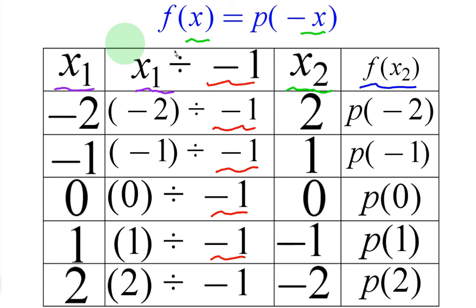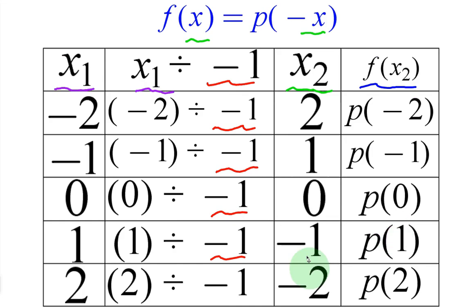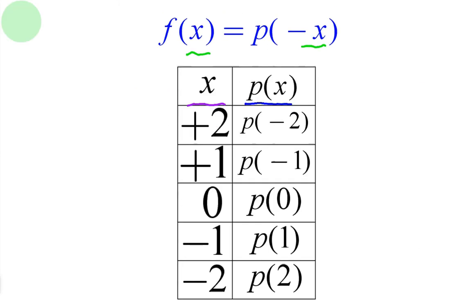But we've already proven that if our transform function is determined by making all of the parent x values negative, then we're going to take those parent x values and divide them by negative 1 to give us our transform x values, while keeping the same p values, or the same y values, as our parent function. So those y values will not change. Only the x values will be flipped. The sign will be changed from the parent to the transformed.